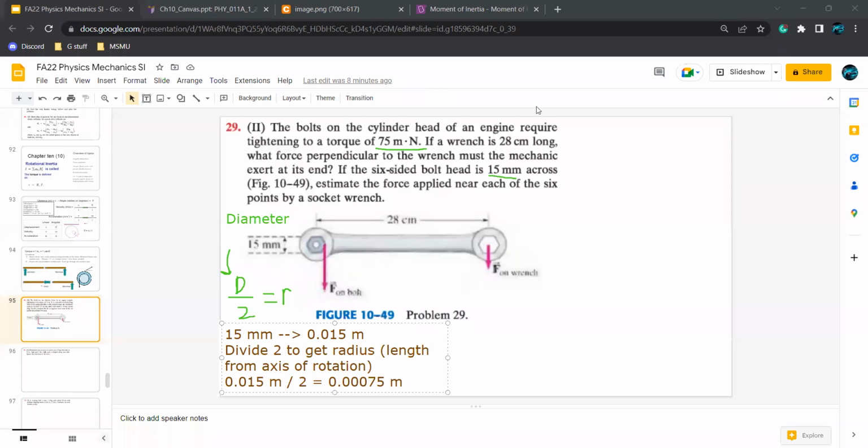Now let's go back. You're given torque and you're given length. Notice that both are perpendicular, so 90 degrees. That means that torque is equal to just force times length, where this is the length on the wrench, and this is the length of the bolt.